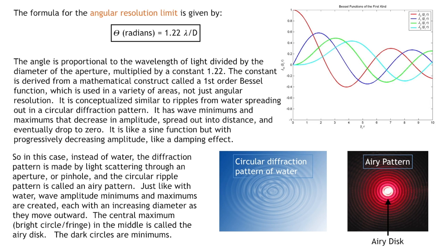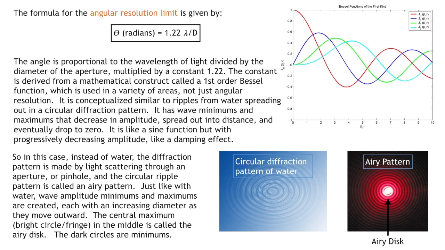Where that constant comes from, the constant is derived from a mathematical construct called a first order Bessel function, which is used in a variety of areas, not just angular resolution, and it is conceptualized similar to ripples from water spreading out in a circular diffraction pattern, just like shown in the picture there. It has wave minimums and maximums that decrease in amplitude. They spread out into the distance and eventually drop to 0. It's somewhat like a sine function, but with progressively decreasing amplitude, almost like a damping effect.